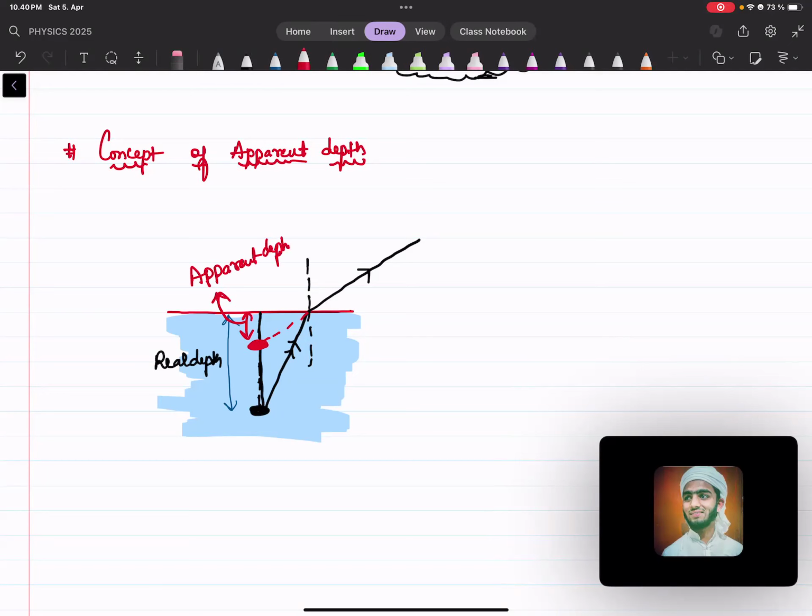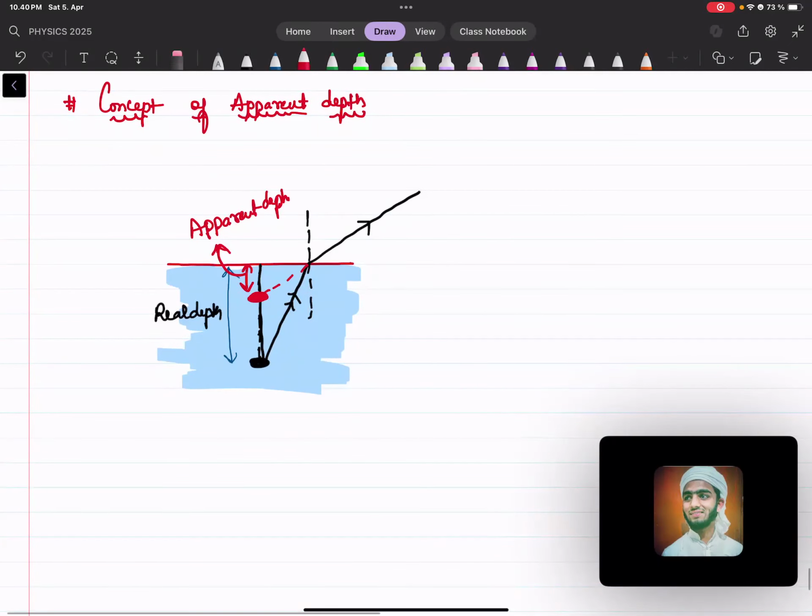So the condition is the object is in a denser medium, and from here we are viewing it. When the object is in a denser medium, where does it appear to be, beta? Nearer. From here to here represents the shift. So how do you calculate the shift? Shift is equal to real depth minus apparent depth. This is the formula for the shift.